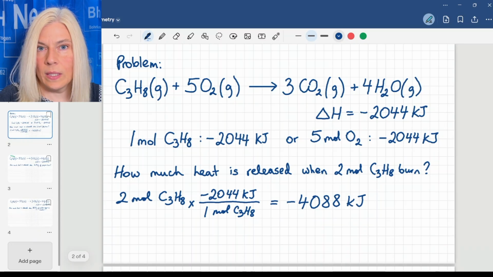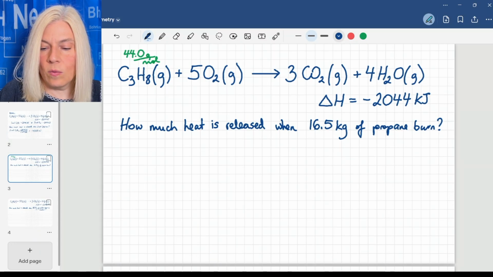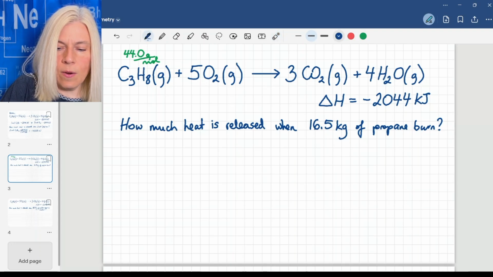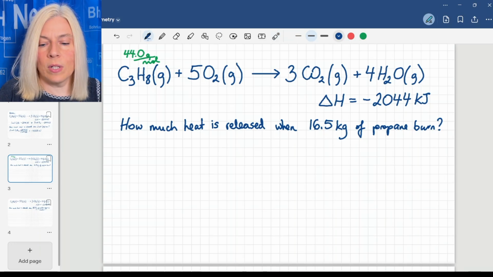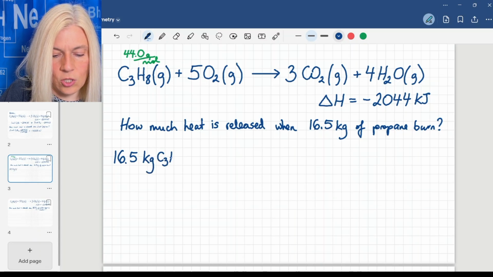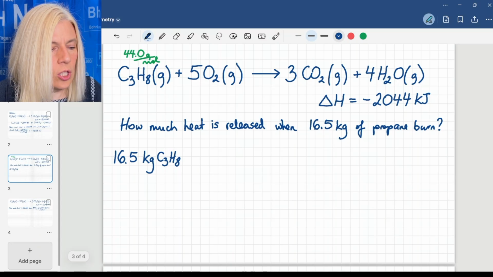Let's go a little bit harder. Okay, so I'm going to keep the same reaction, but how much heat is released when I now have 16.5 kilograms? It's a lot of propane. How much heat will be released? Let's go through here. So write down first the number given to you, which is 16.5 kilograms of propane, C3H8. I probably have to change it to grams. Yes, let's change it to grams.